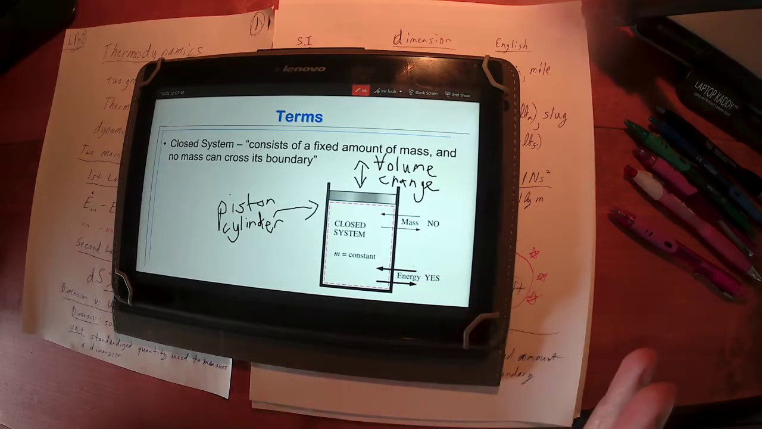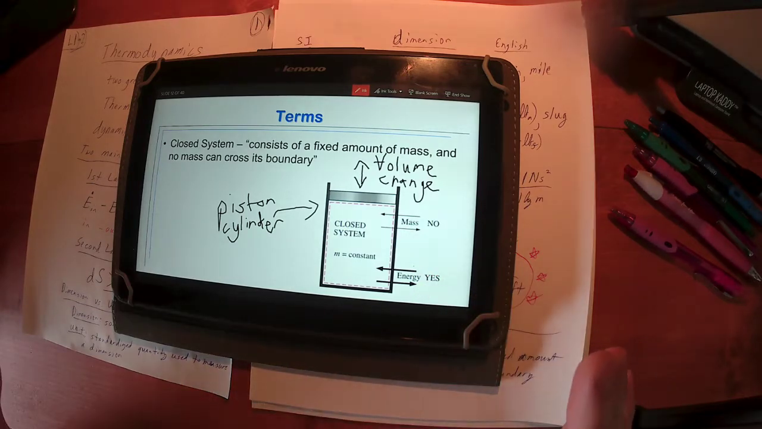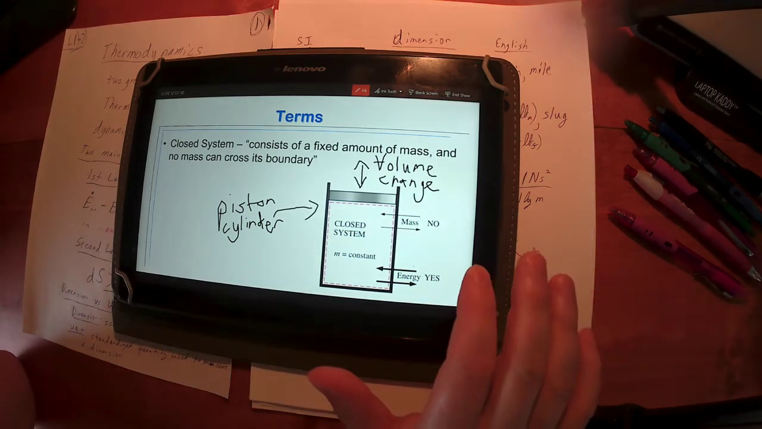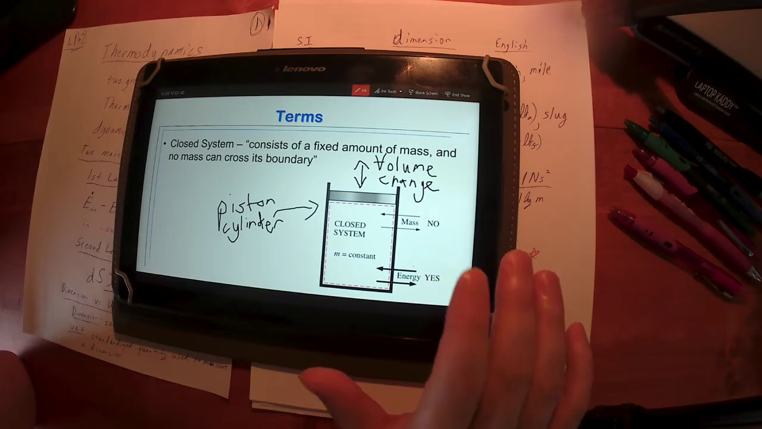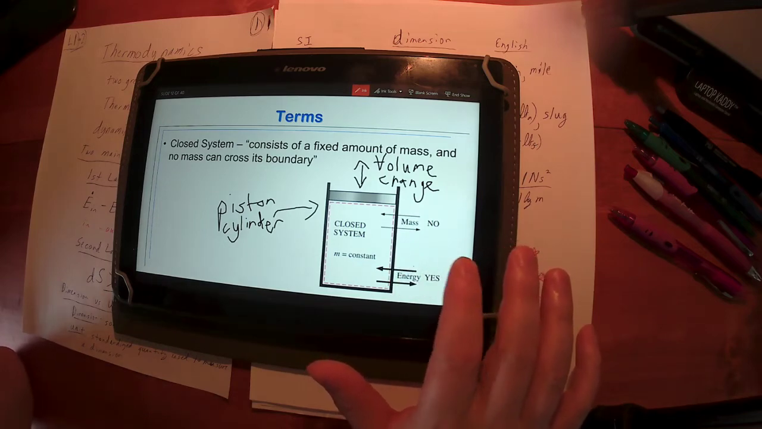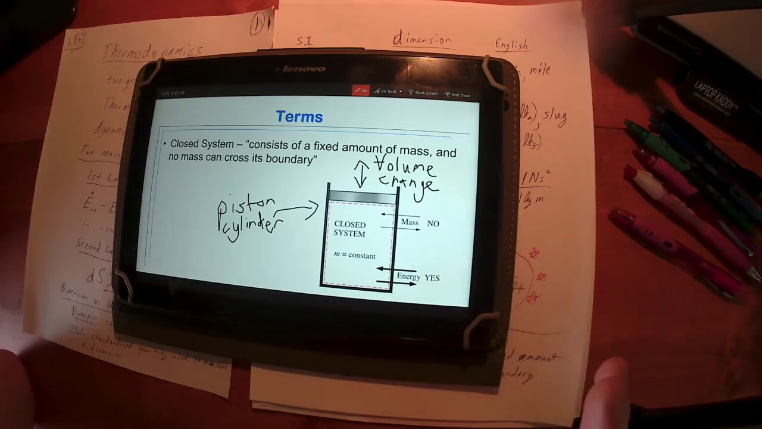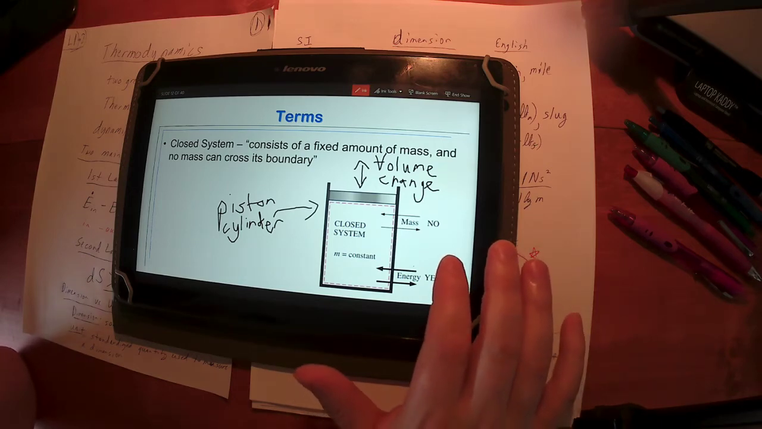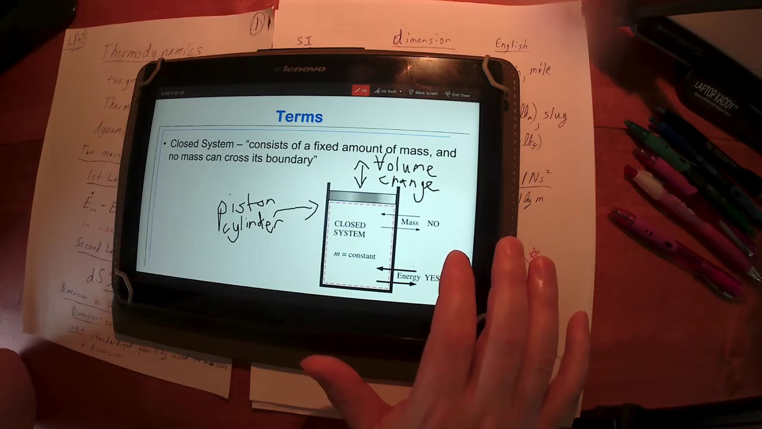The other type of common closed system we will encounter is what we call a rigid tank. A rigid tank is a closed system where the volume does not change. But in a piston cylinder, the volume can change. Rigid tank, because the boundary is rigid and it does not move. In a rigid tank, the volume stays constant.